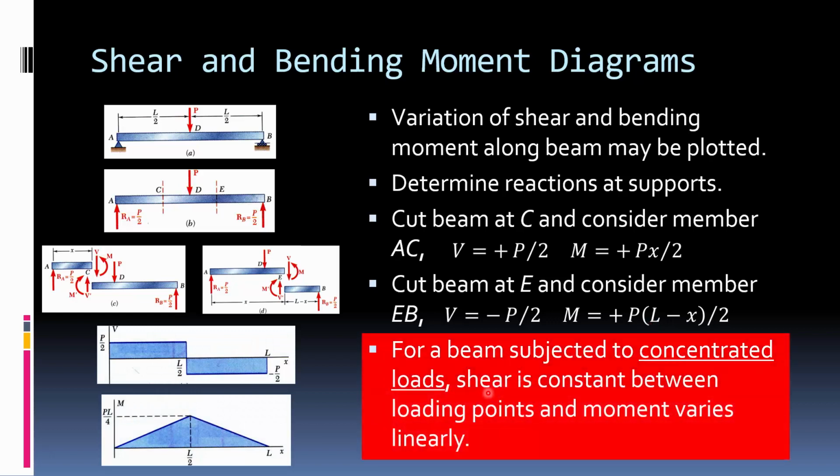So for a beam subject to concentrated loads, shear is constant between the points, and moment varies linearly. Again, does that make sense? Right here, if I cut it here, there's still only one force on this side, and it's P over 2, so that force down has got to be P over 2, right up until just before this point. There's still only one force, so the shear all along here has to be P over 2.